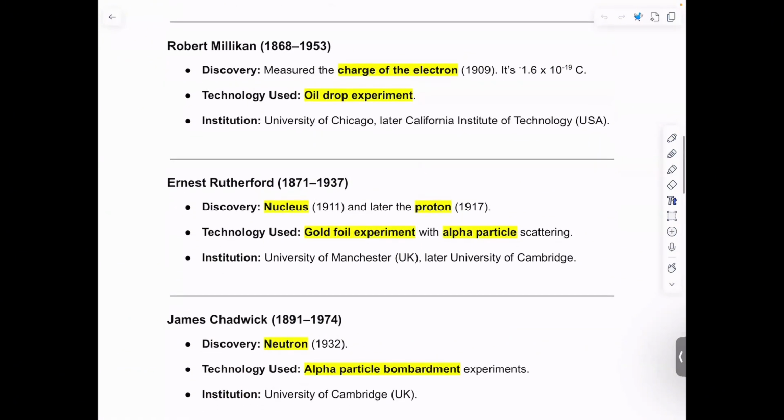Ernest Rutherford, he went on to do some work with the nucleus and protons, and he did the gold foil experiment with alpha particle scattering. Okay, so he determined that the nucleus and proton were sort of central to the atom.